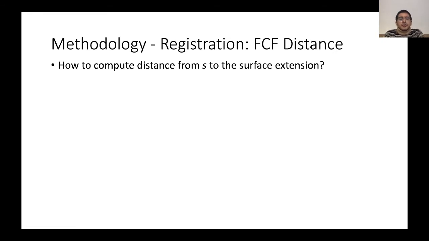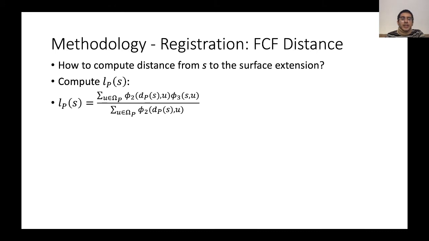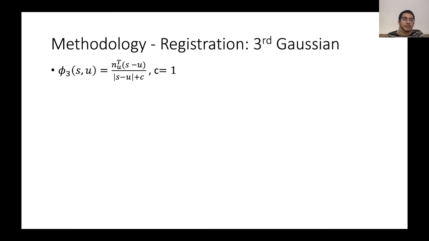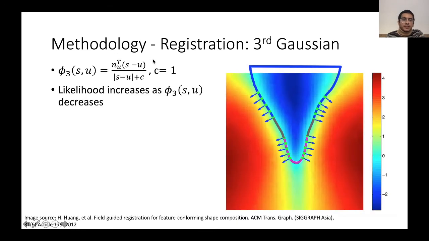So afterwards, the next issue is how would you compute the distance from S to the surface extension? This requires computing a function L of P of S, which uses the direction calculation from earlier, as well as a new phi function, phi3. Phi3 is used to measure the distance between a point S and a point U on the surface. As we all know, the way implicit functions work, the closer a point is to the surface, the more the value decreases. This means that the likelihood of a point existing starts to increase, which can be seen in this diagram over here.